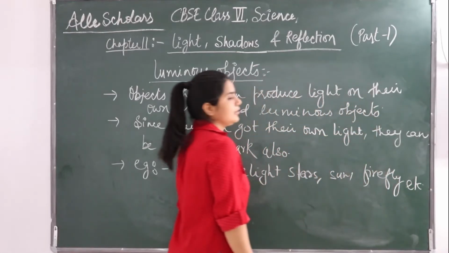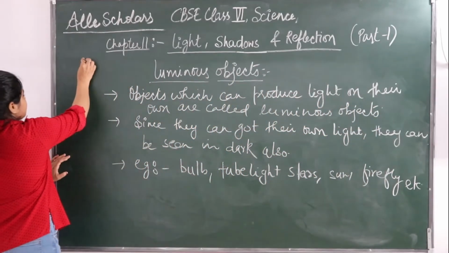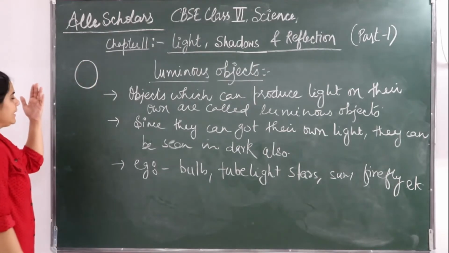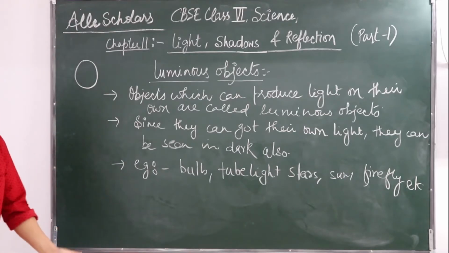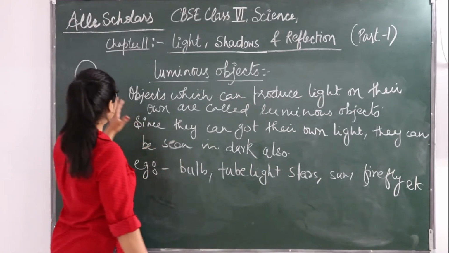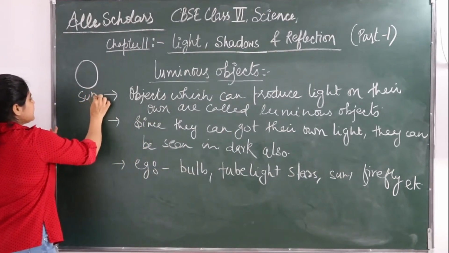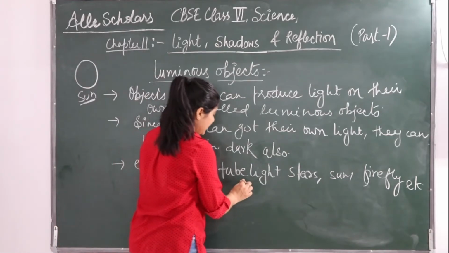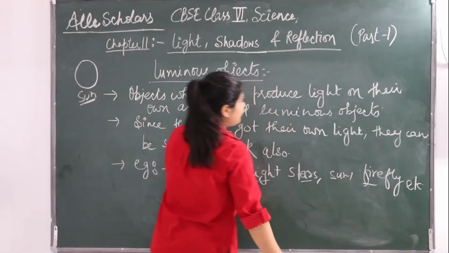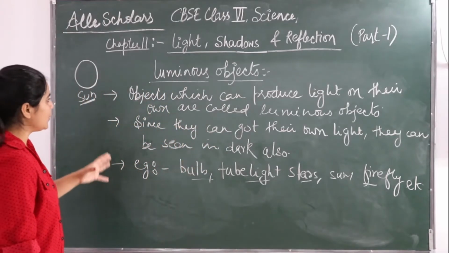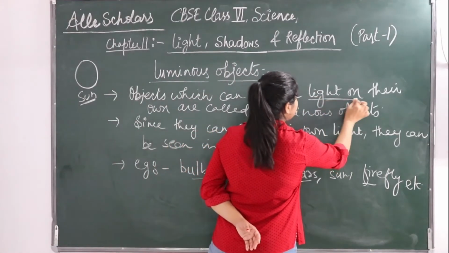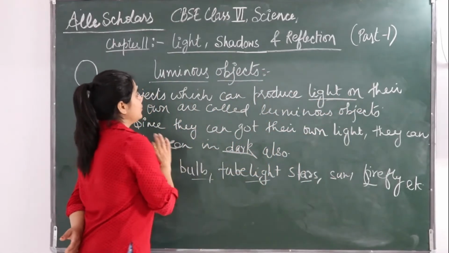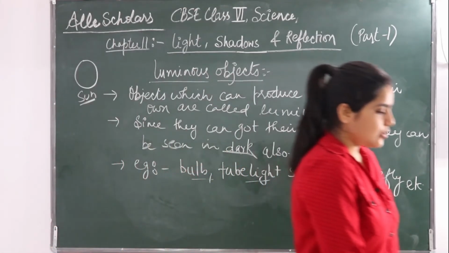So all these are luminous objects. If you see the sun, you can see it gives its own light. It can be seen in the dark also. If there is sun, there is no dark. So the sun is a very good example of a luminous object, but there are other objects also like bulb, tube light, stars, firefly, and many objects which have got their own light. They produce light on their own. They can be seen in the dark also. Okay, so this was about luminous objects.